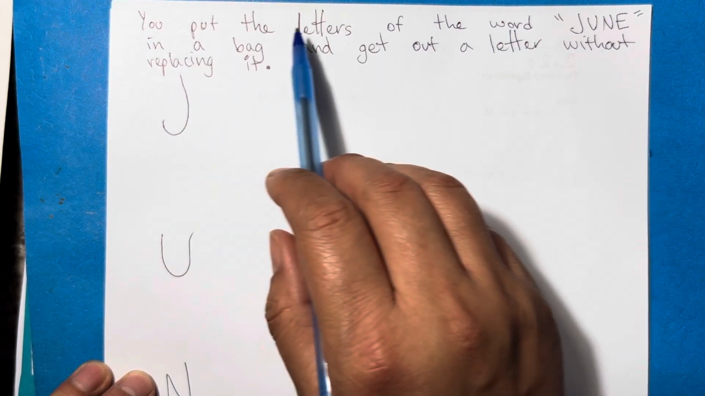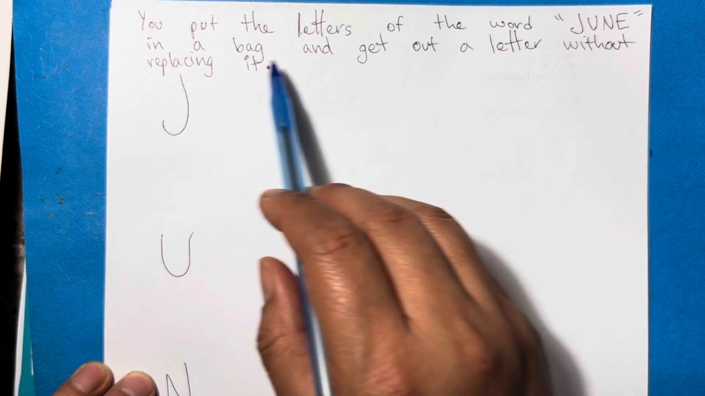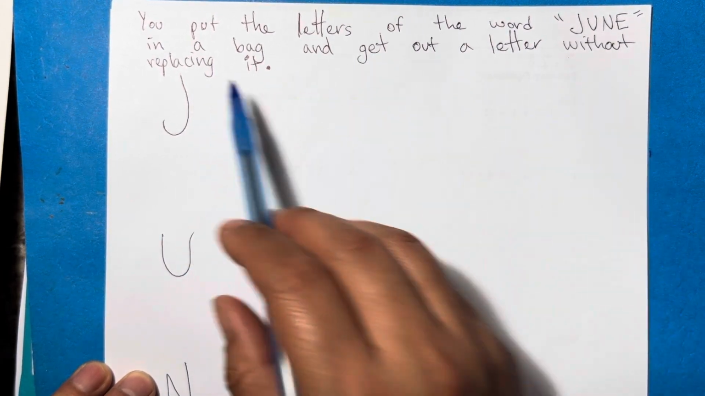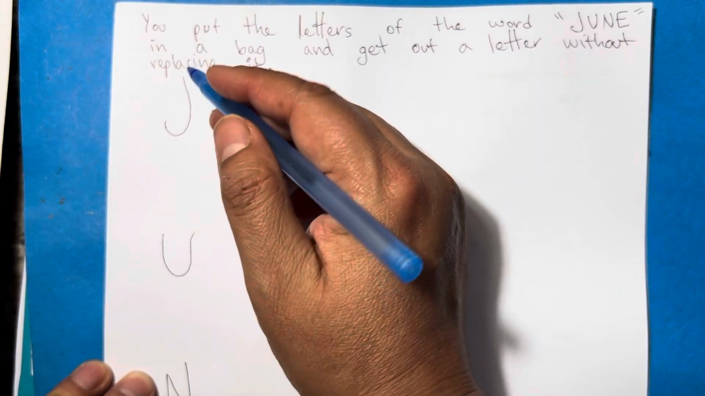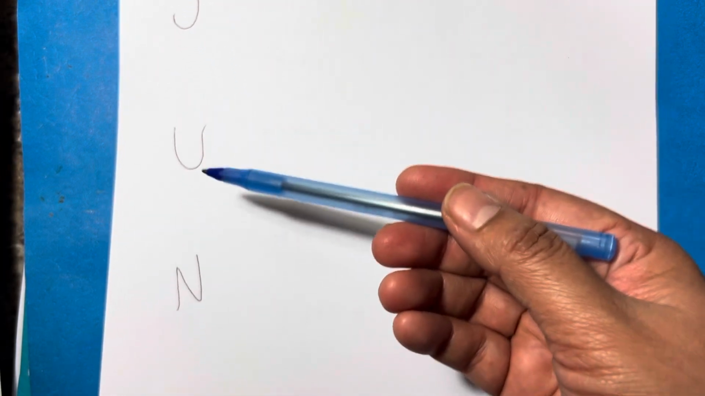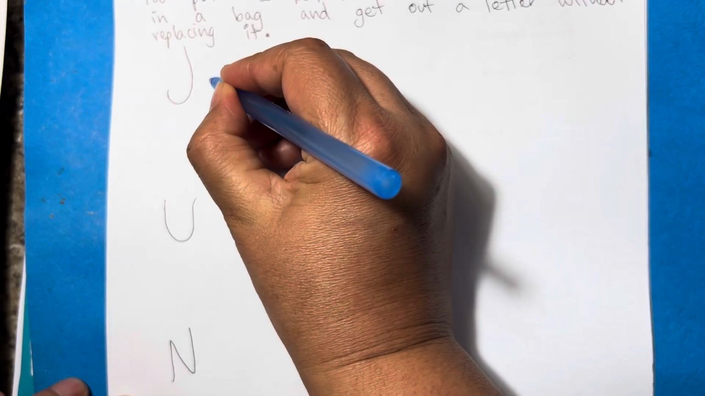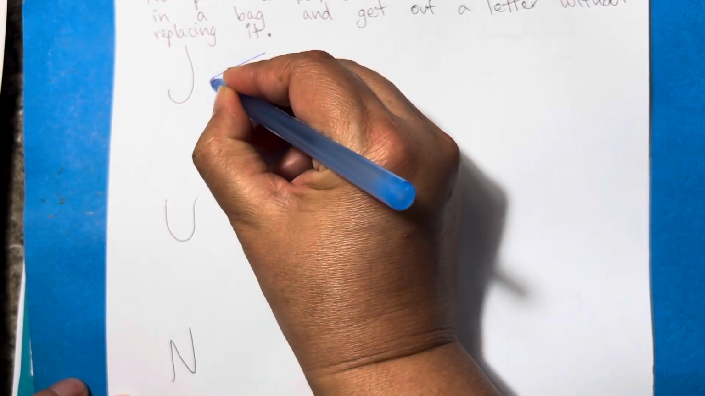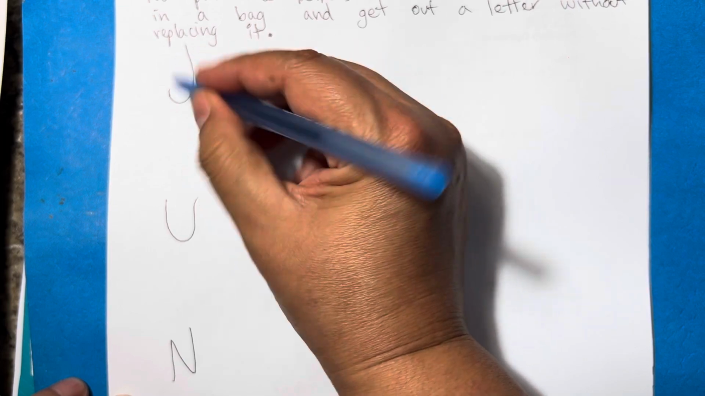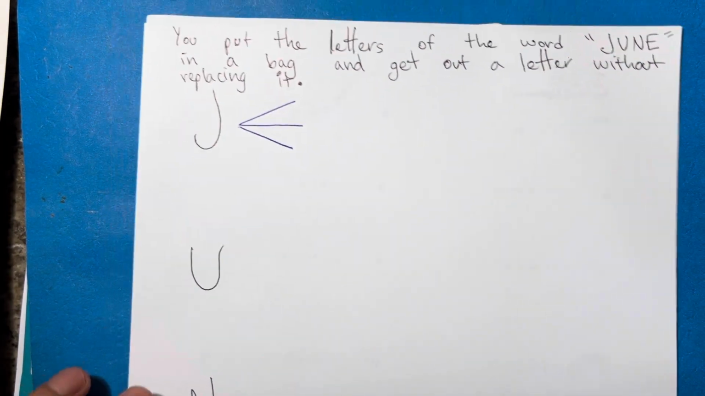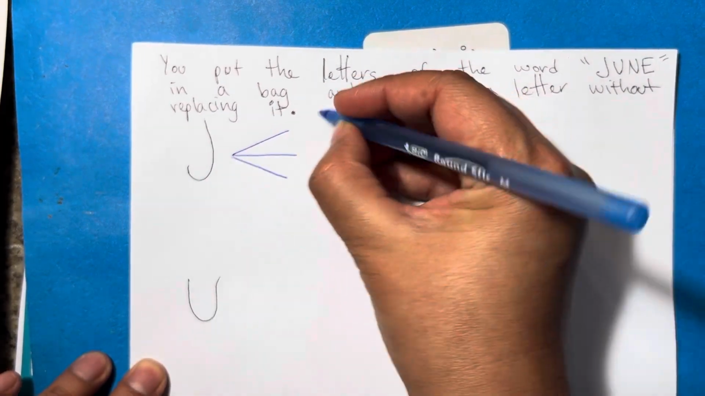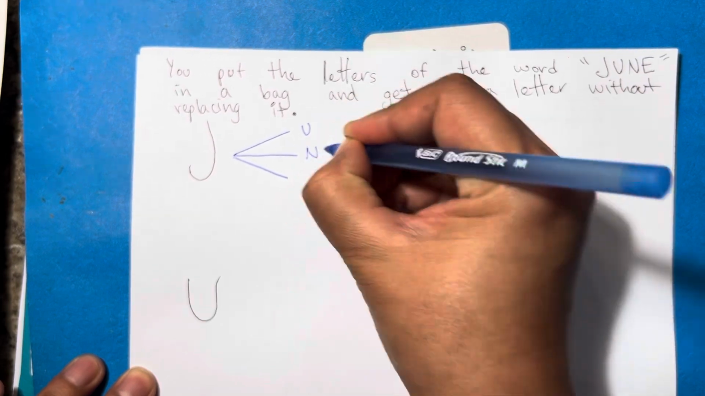It says you put the letters of the word June in a bag and get out a letter without replacing it. Again, for the first choice, you have either J, U, N, or E. So you have 4 choices. For the second choice, you only have 3 choices, which is all the letters except the one that you got out first. So for J, you only have U, N and E.